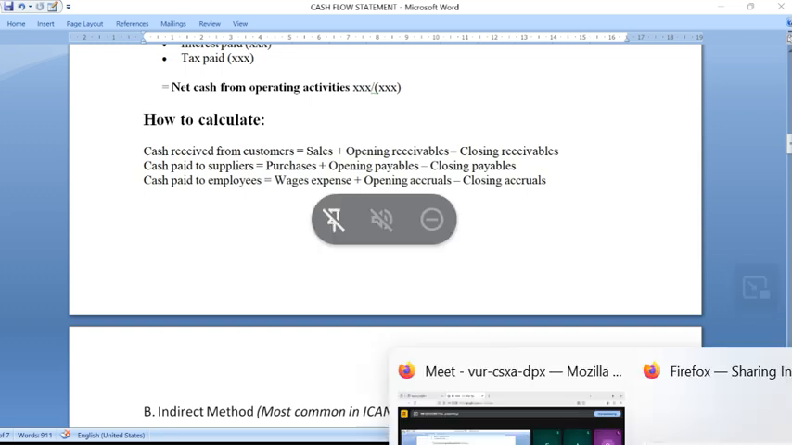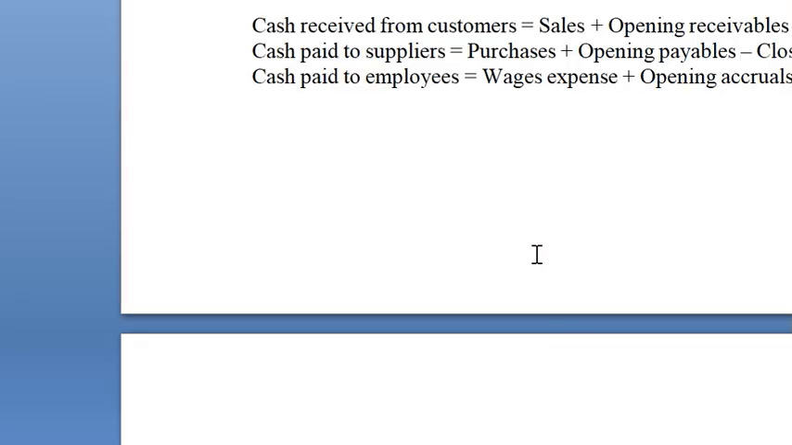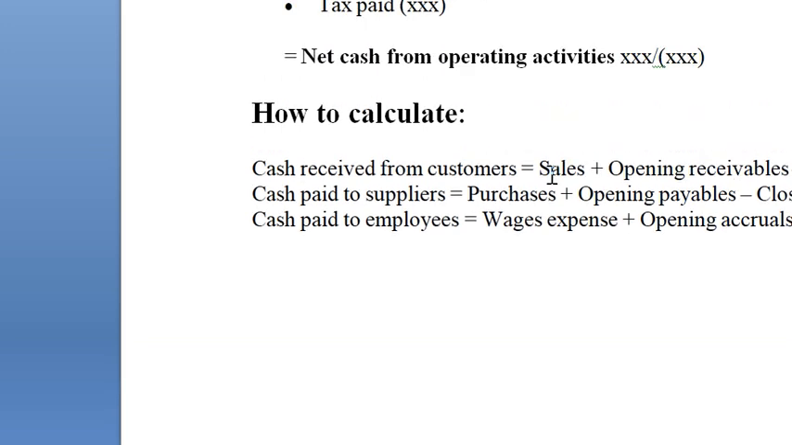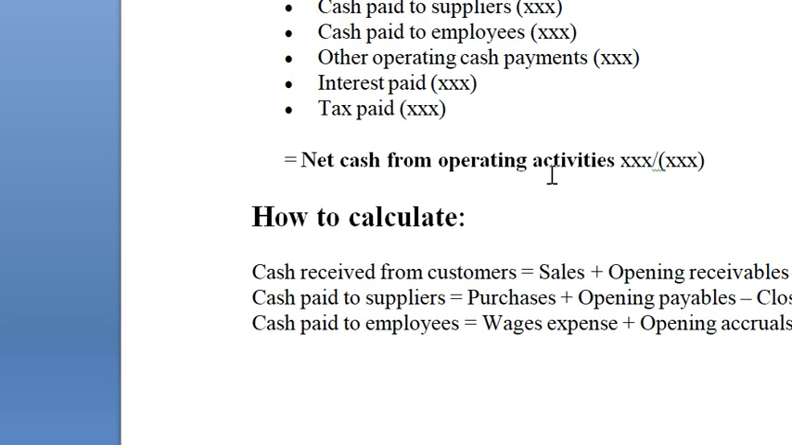Then you less your interest paid, and then you less your tax paid, and then you arrive at net cash from operating activities. It's as simple as this.